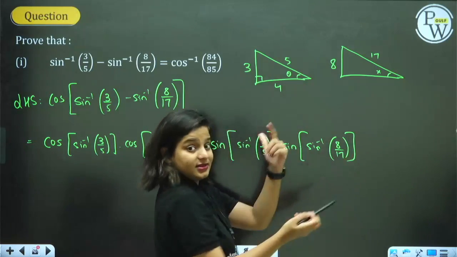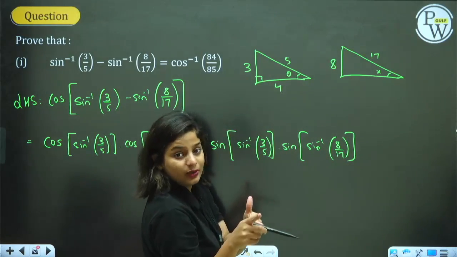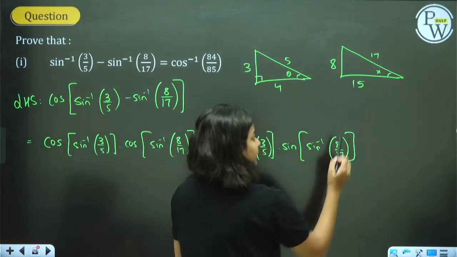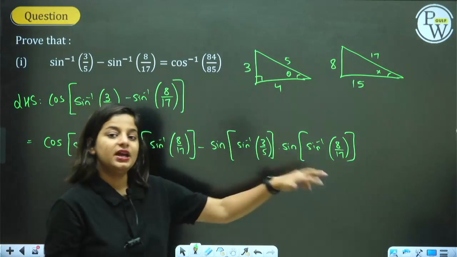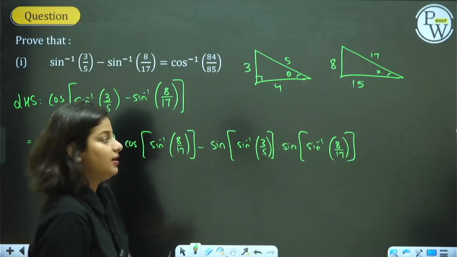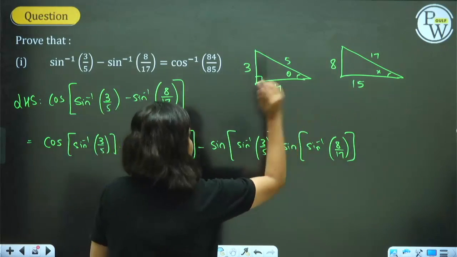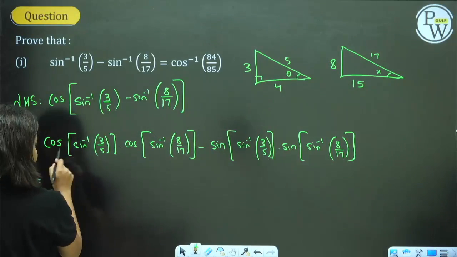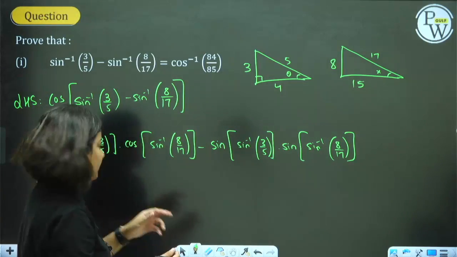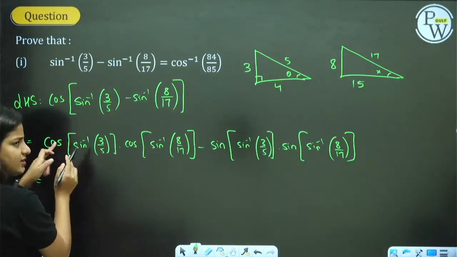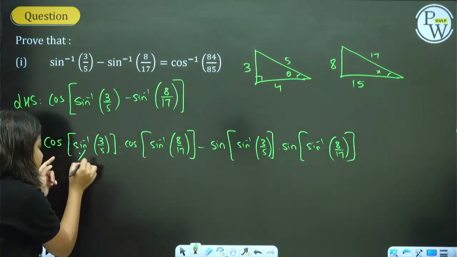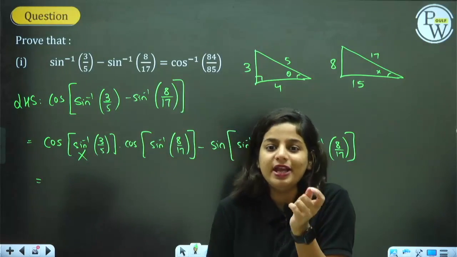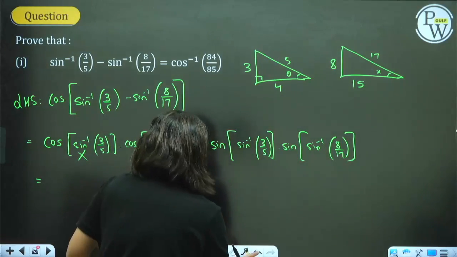8 squared is 64, 17 squared is 289. 15 squared is 225, plus 64 gives us 17 squared, right? So that's another triangle. Now, can you answer this without actually solving? Inside there is sin inverse, outside there is cos. We don't like this sin inverse, we want the sin inverse to be cos inverse. And how do I convert?